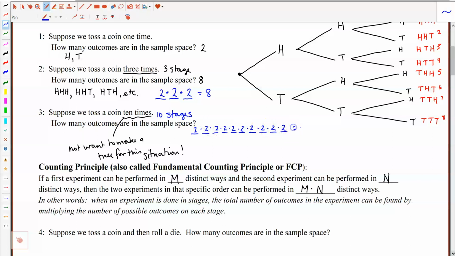So the shortcut for this would be 2 to the 10th power, right? Because I've got 10 2's I'm multiplying together, and 2 to the 10th power is 1024. That's a lot of outcomes. So we don't necessarily want to draw a tree for that situation, but trees can help us see how the fundamental counting principle is working, and why we multiply in order to get the overall counts.